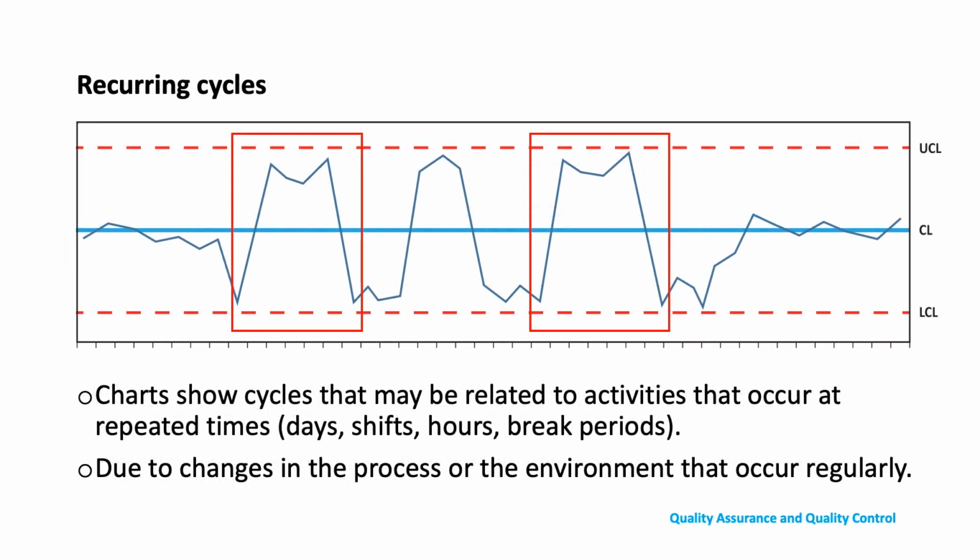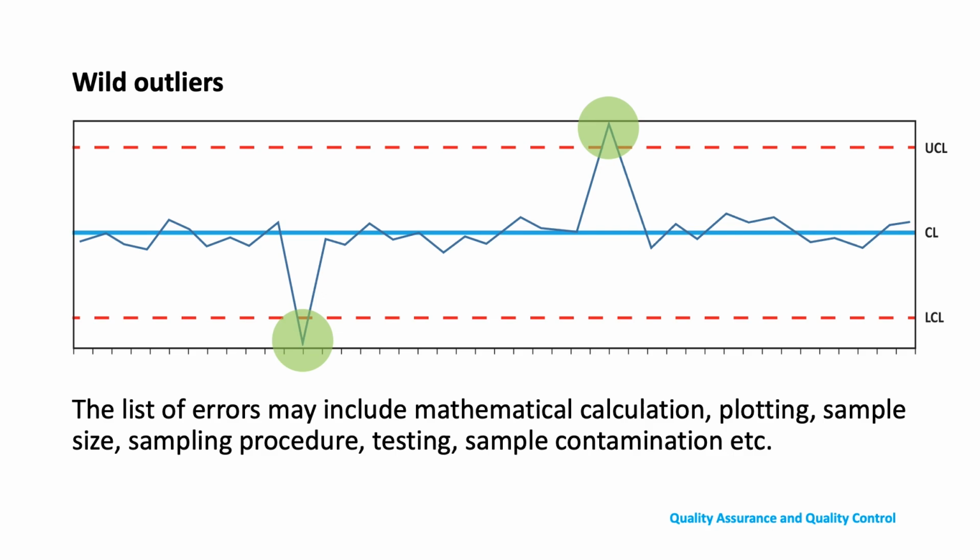This chart shows a pattern called recurring cycles. These two identical curves might be caused by activities that occur at repeated times. Finding the root cause is again the key to preventing reoccurrence of the pattern. Wild outliers is another scenario. The list of errors includes mathematical calculation, plotting mistakes, sampling mistakes, or testing errors.